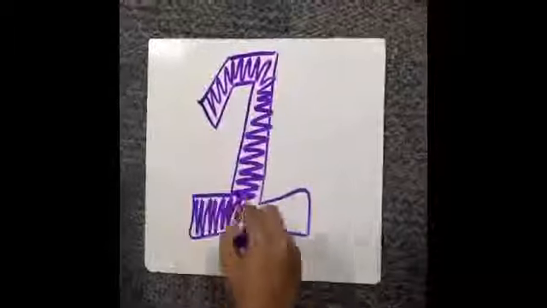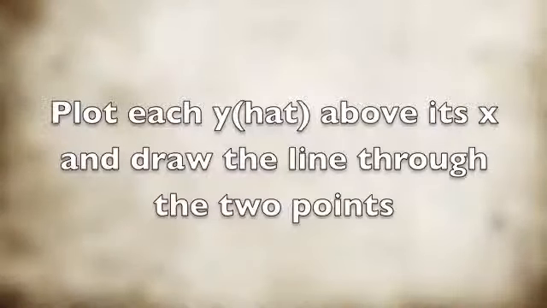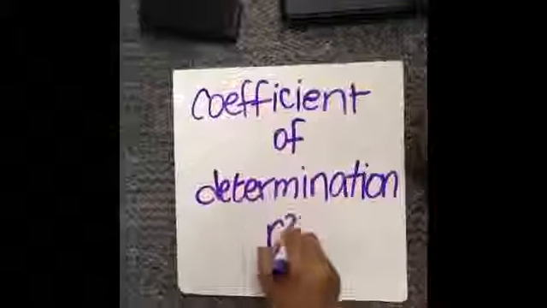There are two steps. Step 1: use the equation to find y hat for two values of x, one near each end of the range of x in the data. Step 2: plot each y hat above its x and draw a line through the two points. Coefficient of determination, r squared.